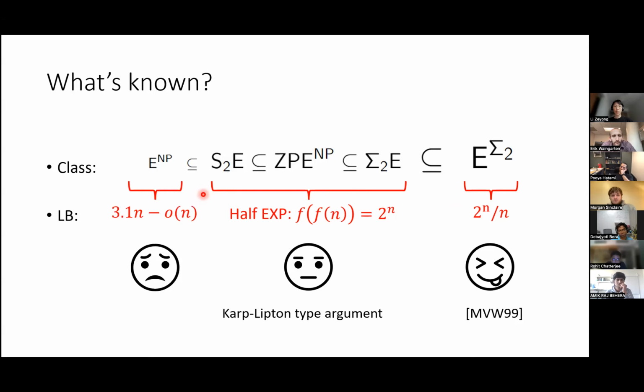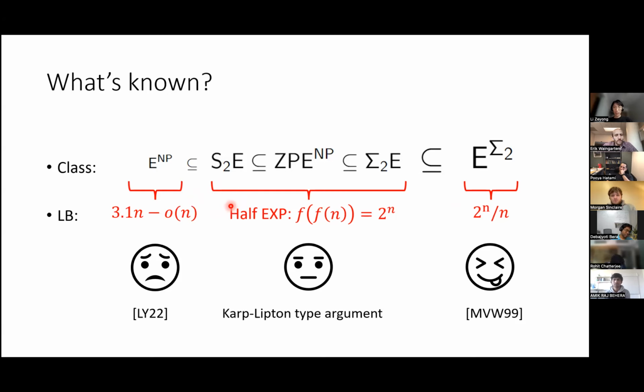And for E to the NP, the best circuit lower bound we know is linear in n. And it's clearly not very satisfactory, and I have a sad face here. And this is actually a fairly recent result in 2022 by Jiatu Li and Tianqi Yang.